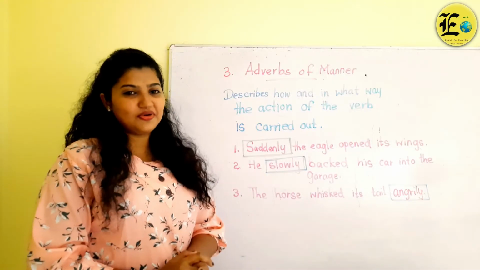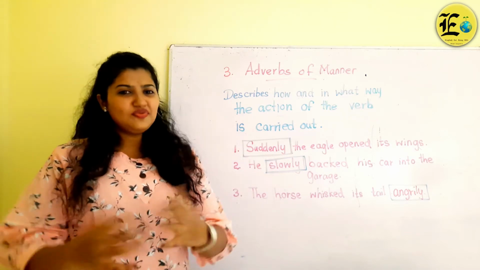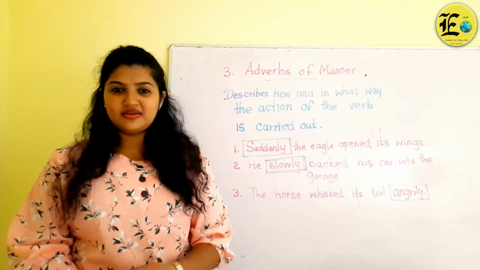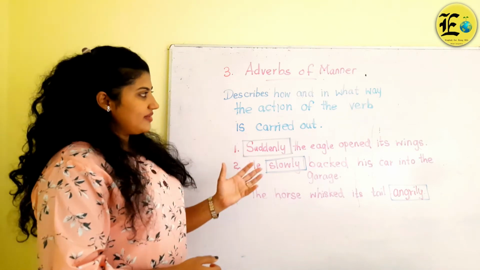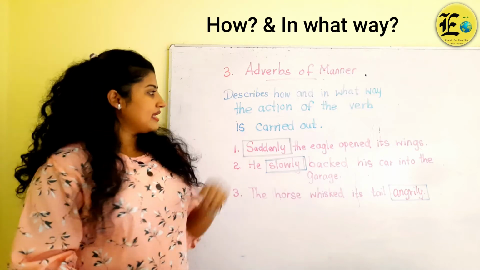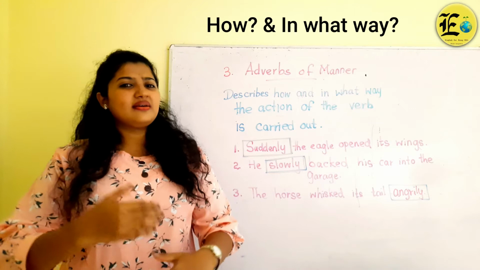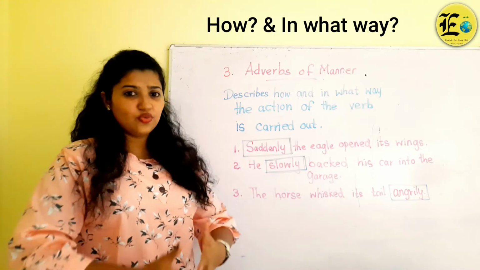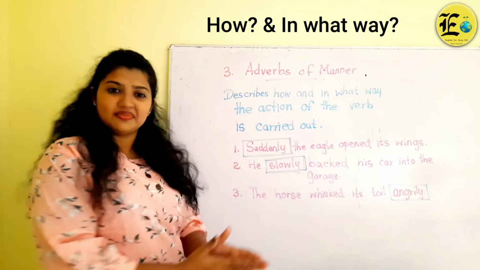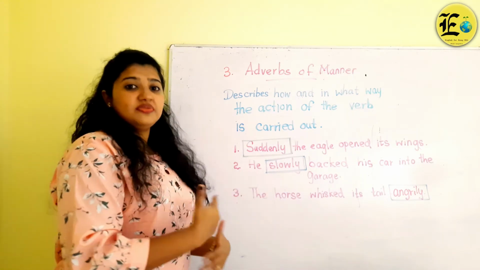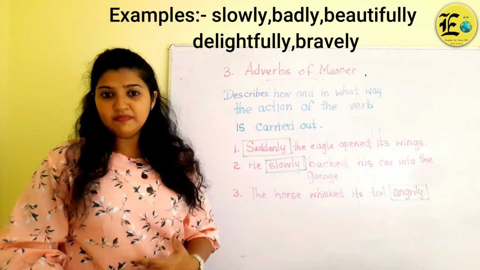What could be the third important topic? It's adverbs of manner. If someone asks you what an adverb of manner is, what would your answer be? It's simple, like this: it describes how and in what way the action of the verb is carried out. So it simply means how the action occurred, in what kind of manner. There are certain examples given here, and apart from these there are a lot of adverbs that could describe the adverb of manner.